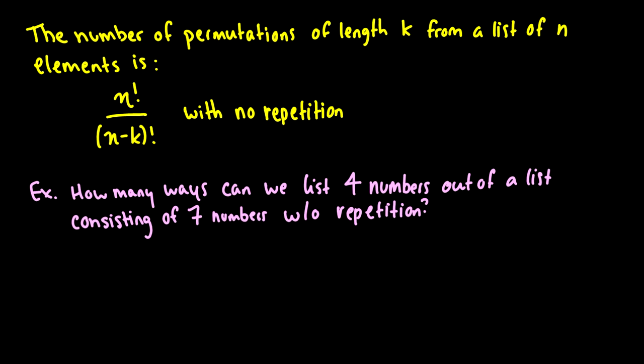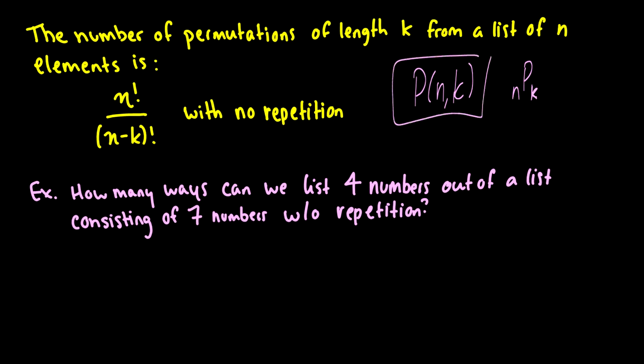So what we can do is we can say, well, the number of permutations of length k from a list of n elements is n factorial over n minus k factorial, and this is under the condition that there's no repetition. This is a lot of times written as P(n, k), or sometimes it's written as nPk, but this notation is very rarely used, and I think I only saw it in high school. Since then I have not seen anything other than the first being used.